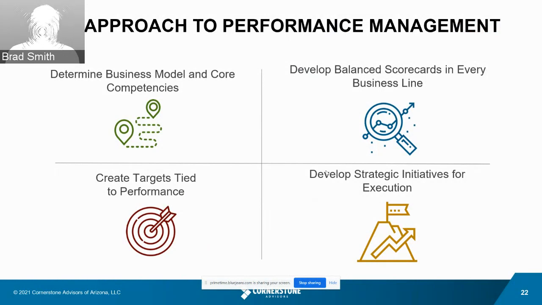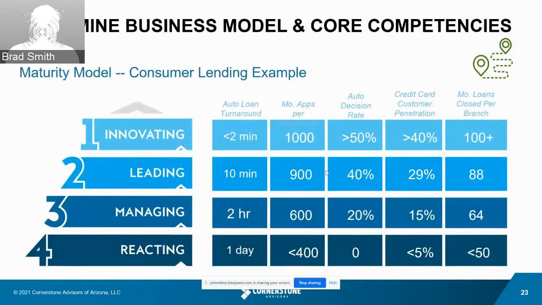Then developing scorecards around your lines of business. Then using that to tie those targets to performance, adding incentive comp or some sort of performance compensation component that ties back to those benchmarks and those targets, and then using that to prioritize your strategic initiatives for execution. So I'll give you just a couple of thoughts here, we won't go into detail, and again, share some benchmarks.